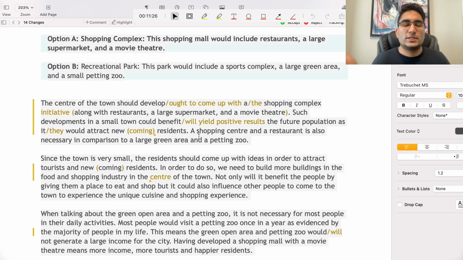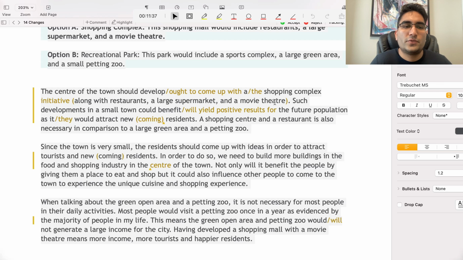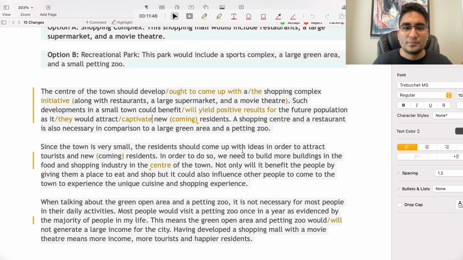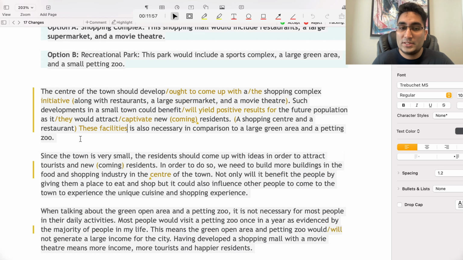Okay, so let's just make it specific. Would give you what? It will yield or give you positive results for the future, just getting connected. Will yield positive results for the future population as they would attract new coming residents. Attract is good, not bad. I can make it better. Let's say captivate, more fancy. Now a shopping mall and a restaurant, I'm going to remove it because it looks like we are repeating words. Okay, so let's say these facilities, because it's going to save us some words.